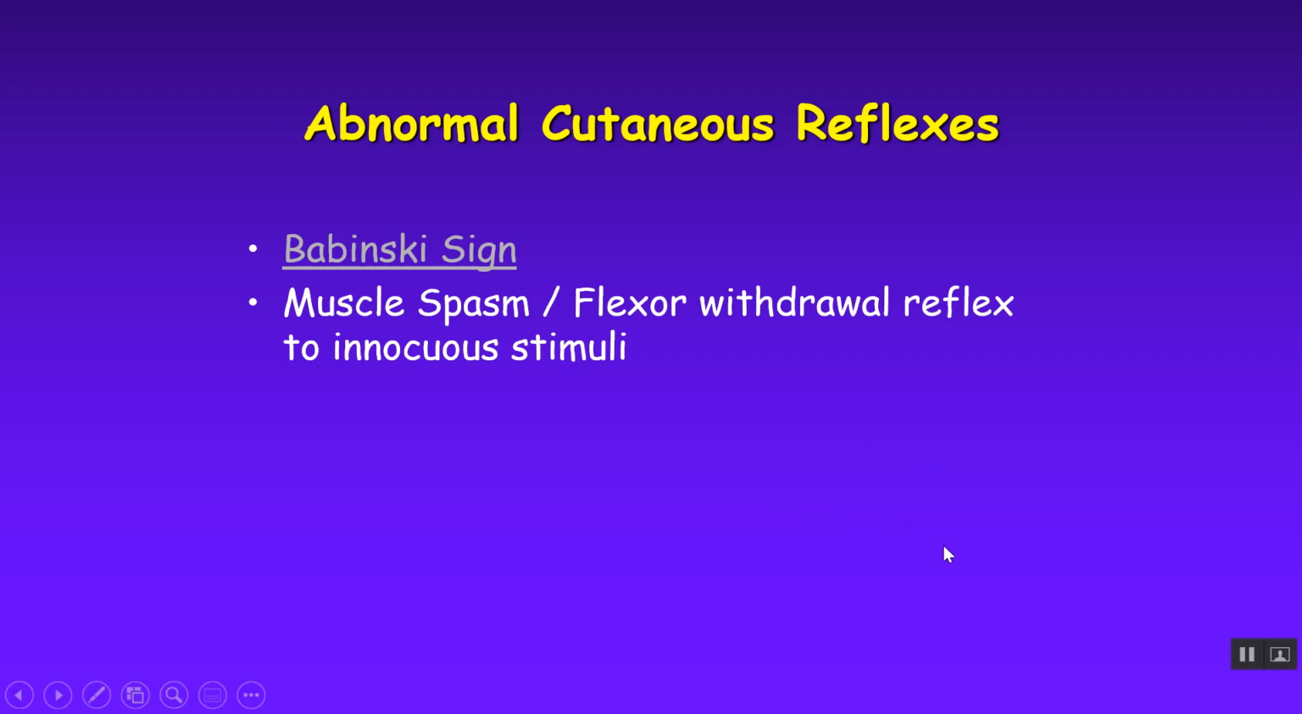So muscle spasms you might see with an abnormal cutaneous reflex, a flexor withdrawal reflex to innocuous stimuli. So you barely touch the bottom of their foot, maybe you're trying to get a Babinski, and their whole leg pulls away. That's a pretty strong flexor withdrawal response. It's normal for us to pull away when you have a noxious stimulus, but with something that would normally not be that noxious, you shouldn't see this dramatic response where their leg just goes into full spasm and this full flexor withdrawal response.